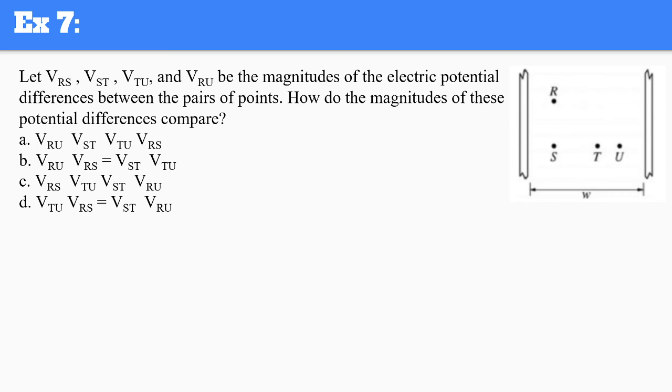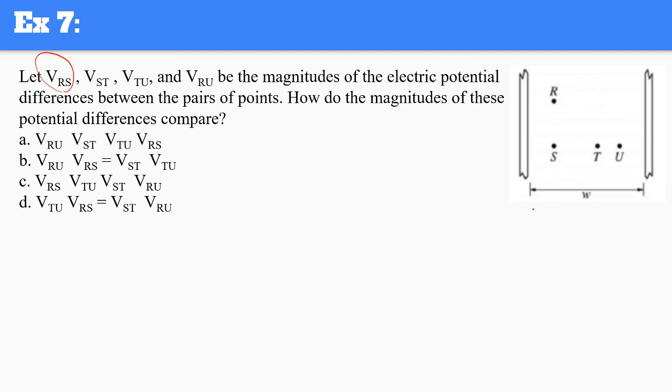All right, next one is about parallel plates. So they basically give you potentials at R, S, T, and U. And they also define VRS as the potential difference in between R and S, VST as the difference in between those two letters, and so on. And they are basically asking for how do the magnitudes of these potential differences compare.